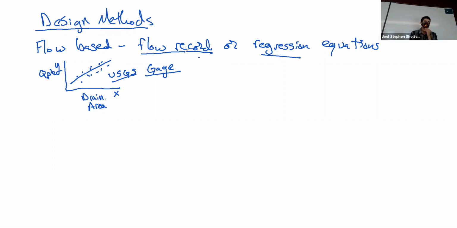So it's often rare that you're working on a system that has a flow record. So if we want to do flow-based, we often rely on some sort of regression equation that can say, okay, we took a bunch of data from other stream gauges in the area, and we're going to apply it and calculate some design variables for our own site based on some independent predictor variables.